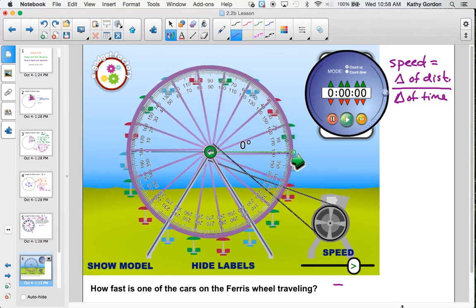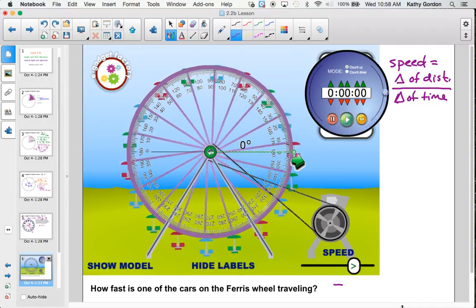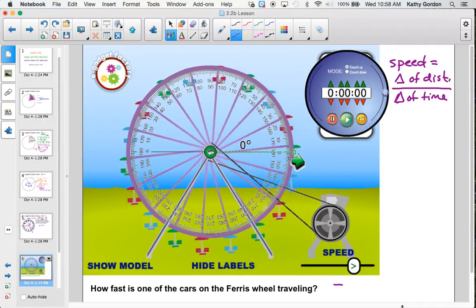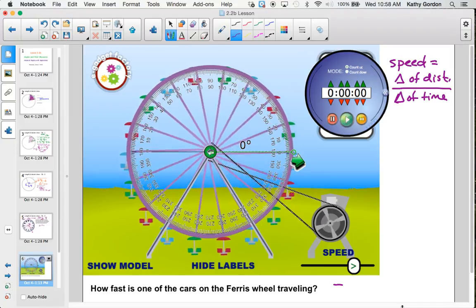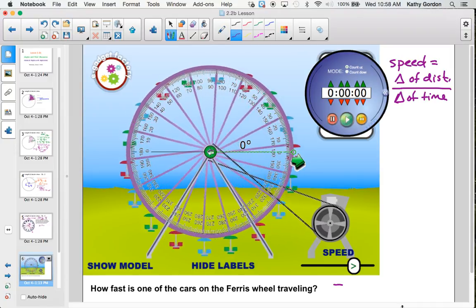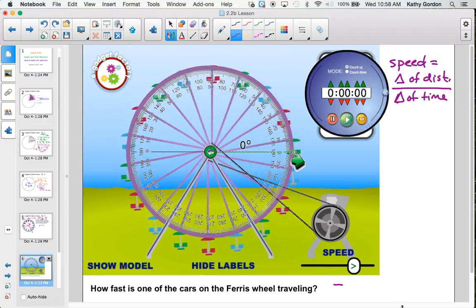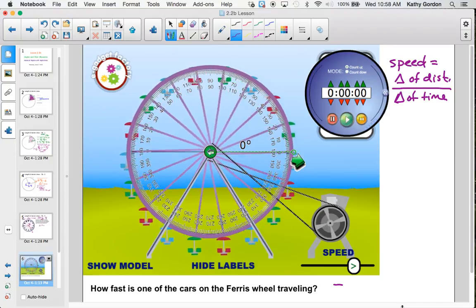So Tommy, if you could come over and join one of the two groups for just a minute. If you have 3 people in your group, I want one of you to be the Ferris wheel person, one of you to be the timer person, and one of you to be the recorder. If you only have 2 in your group, your recorder is probably going to be your timer.